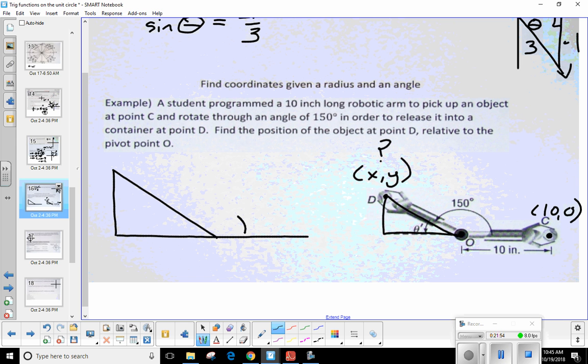All right. We know we rotated 150 degrees. So what would this reference angle be? 30. So I know this would be 60. This would be 90. But how do I know I'm not on the unit circle? The radius, the length of the arm is 10, what are we talking about here? Inches.